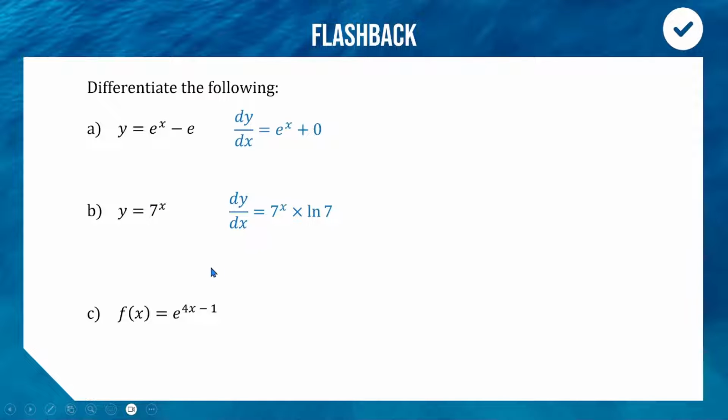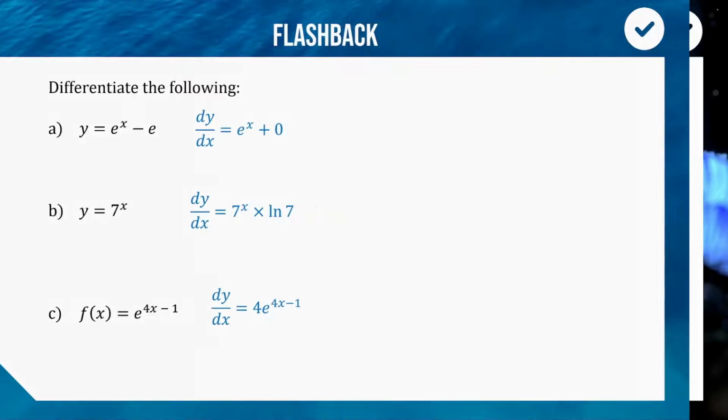Okay, and for C, differentiating e to the 4x minus 1, the exponential term, as always, is going to remain unchanged. All we need to do is multiply by the derivative of the power, which in this case is 4. That's why our answer is 4e to the 4x minus 1. Okay, splendid. Now we remember how to differentiate. Let's try and work backwards and do some integrations.